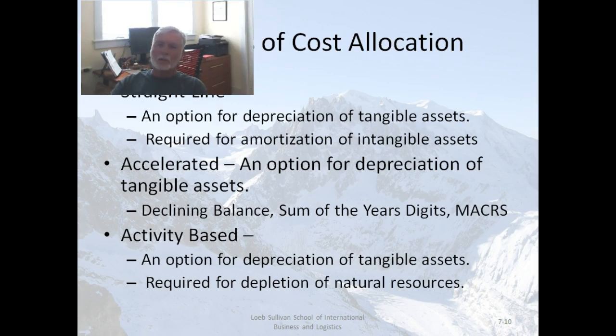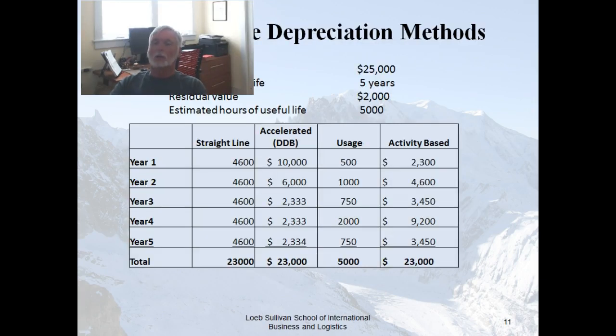So the thing about these methods of cost allocation is they give us 3 different answers for tangible assets, and it's a choice by management what method to use. So we can use straight line, and here's an example of a machine that costs $25,000. It has an estimated useful life of 5 years. We expect the value at the end of 5 years, the residual value, to be $2,000. And we expect that it will be useful for 5,000 hours.